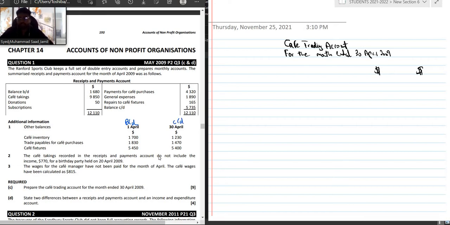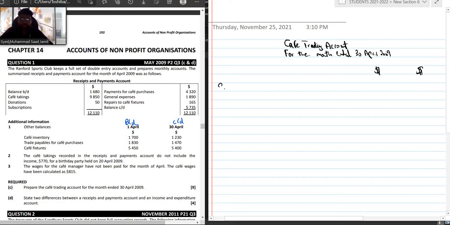Now the question says cafe inventory, trade payables, cafe fixtures. You have cafe takings recorded in receipts and payments account. Do not include income 770. And the cafe wages calculated are 815. So now let's continue. First of all, you're going to write down your sales.